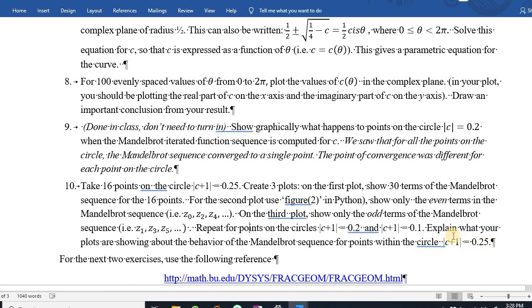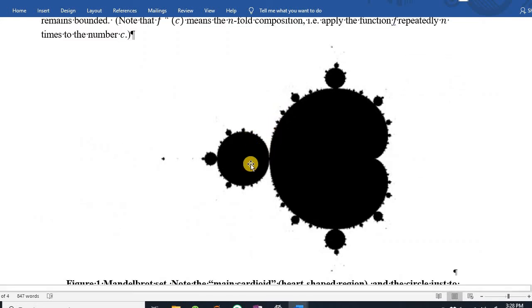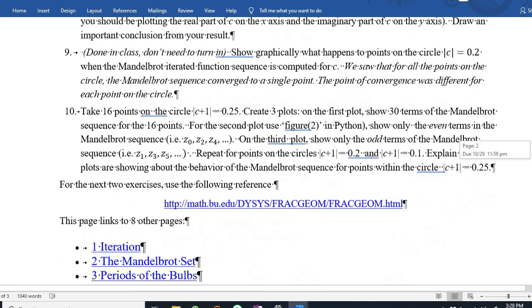So we want to get some idea of the behavior of the Mandelbrot sequence for points inside this, which is actually called a bulb. It's this circle here. Okay, so you'll see something very significant. All right, so for the next two exercises, you use the following reference, and let me just go there so that you can see it.